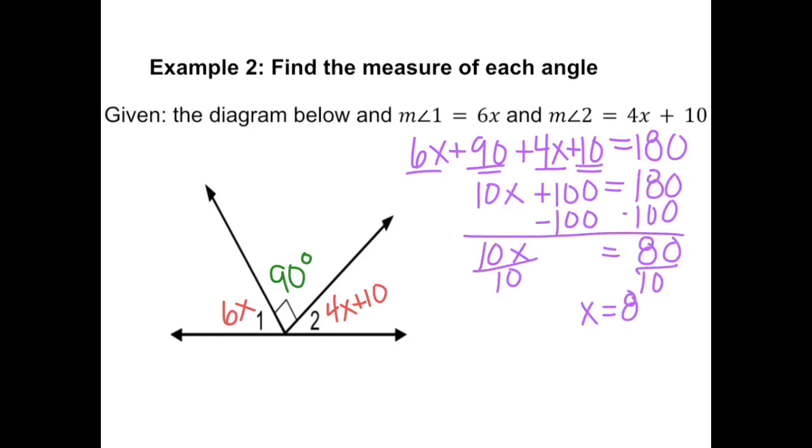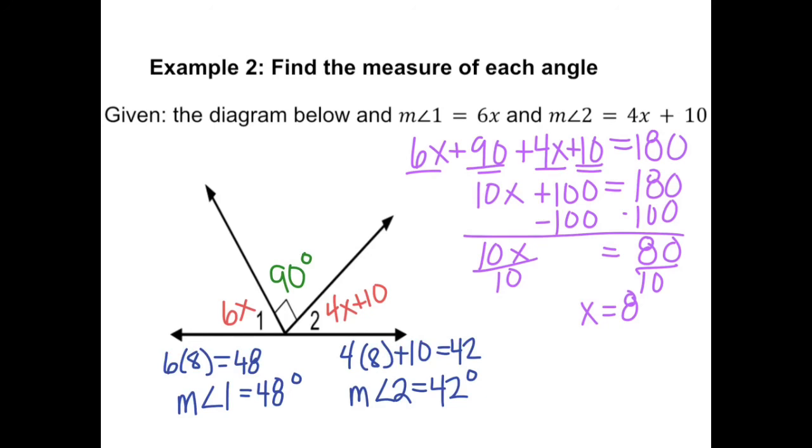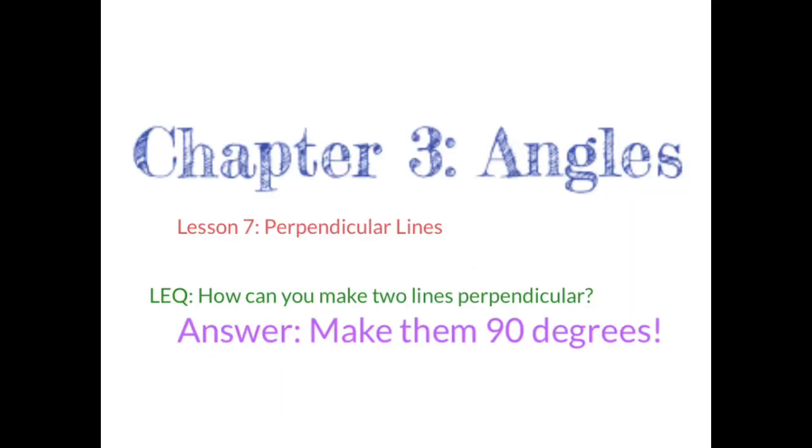Solving for x, I got 8, so now I'm going to plug that back in to my expressions here and actually find the values of those angles. So plugging in 8 for my x values, I got the measure of angle 1 to be 48 degrees and the measure of angle 2 to be 42 degrees. I want to conclude this lesson by bringing us back to the lesson essential question about how can you make 2 lines perpendicular. The answer would be to make them 90 degrees because that is the only way to have congruent, adjacent, and supplementary angles at the same time. That's the definition of perpendicular, but in order to do that, they all have to be 90 degrees.